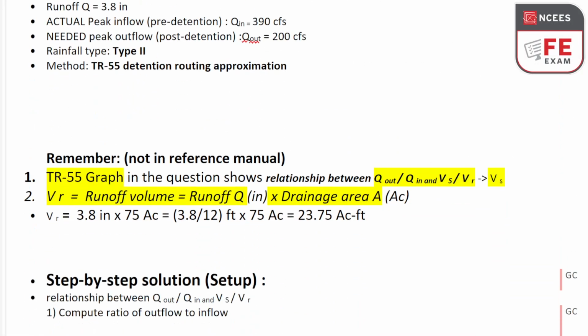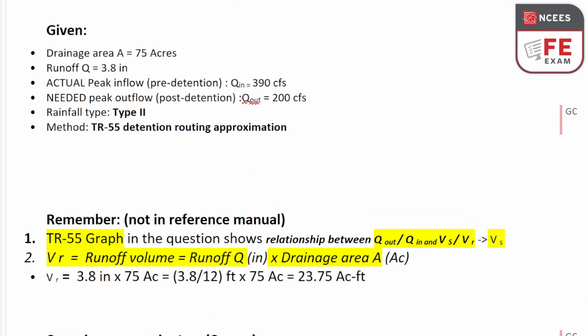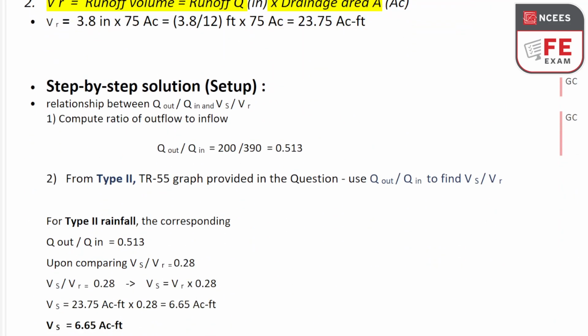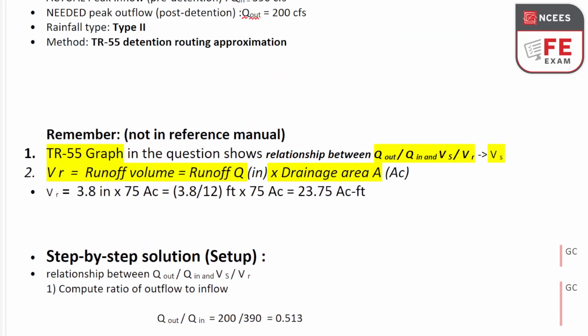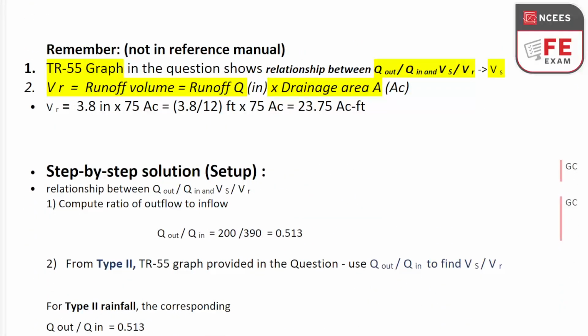So what we are able to find in this question is the Vr, which is the runoff volume, which is nothing but the runoff Q in inches, which is the 3.8 inches given in the question, times the drainage area, which is 75 acres given in the question. Multiplying these two, we will be able to find the Vr of this question. So Q out, Q in, Vr, if we know all three, we just have to substitute and solve for Vs. That is the concept of this question.